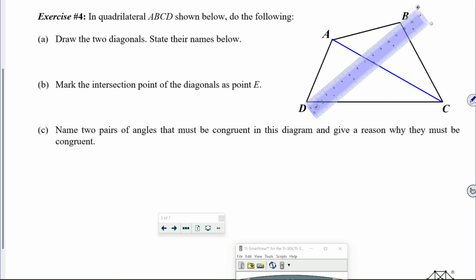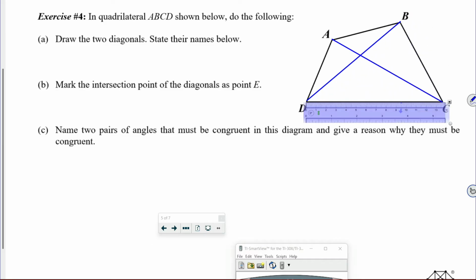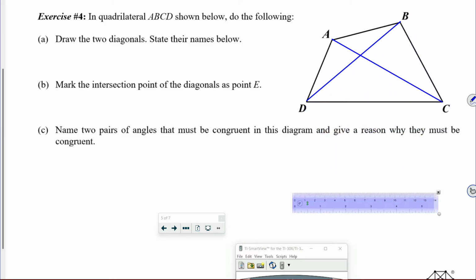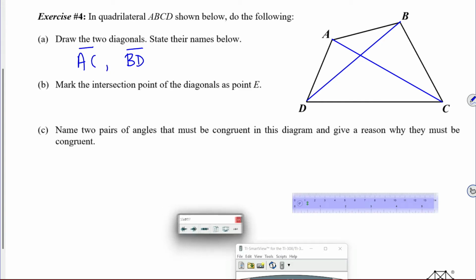Now again, it's really important to understand that these aren't sides of the quadrilateral. They are simply line segments that connect vertices that wouldn't already be connected. So AC and BD, of course you could call them CA and DB. It doesn't matter, but there we have it. Those are my two diagonals.